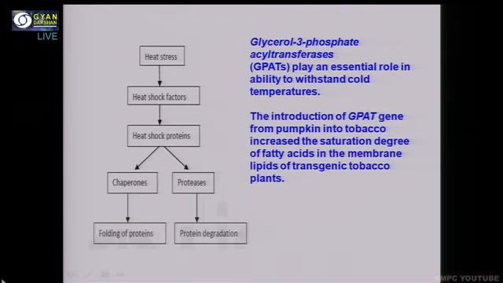Similarly, if you want to induce chilling tolerance, then you can go for the overexpression of glycerol 3-phosphate acetyltransferase, which people have shown that they have cloned from pumpkin and cloned in tobacco, and they found that the tobacco plants are more tolerant to cold stress. So in that way, there are different examples. So you have to select the gene and then clone the particular gene.